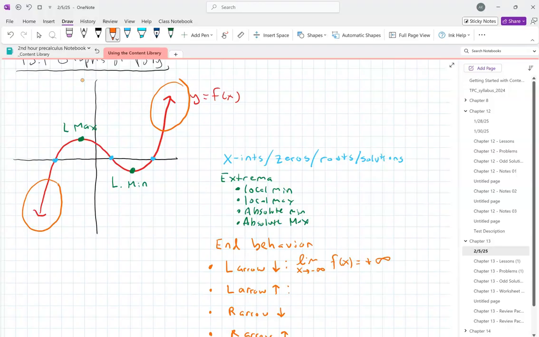So now I'm going to write symbolically how we're going to write these things. Oops. Great googly moogly. That's an oopsie.